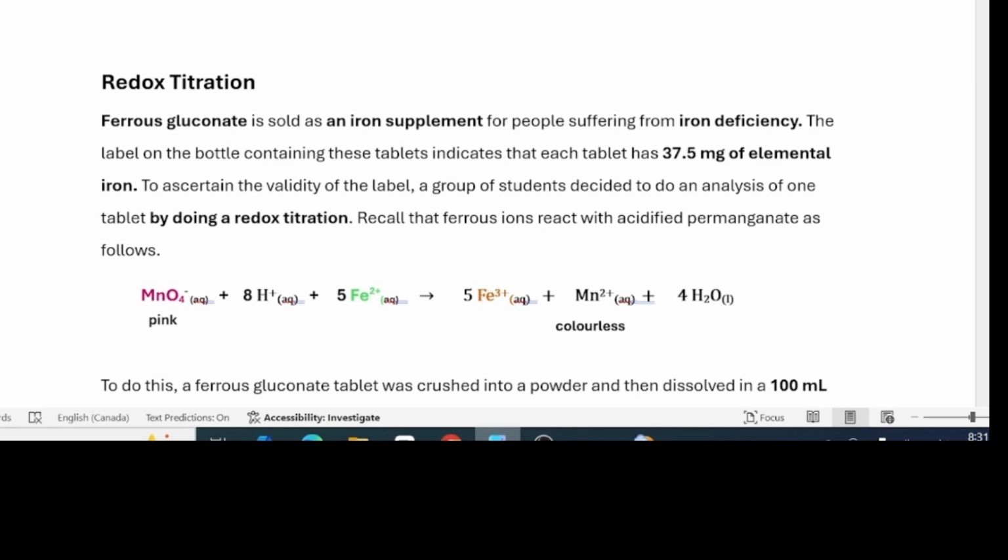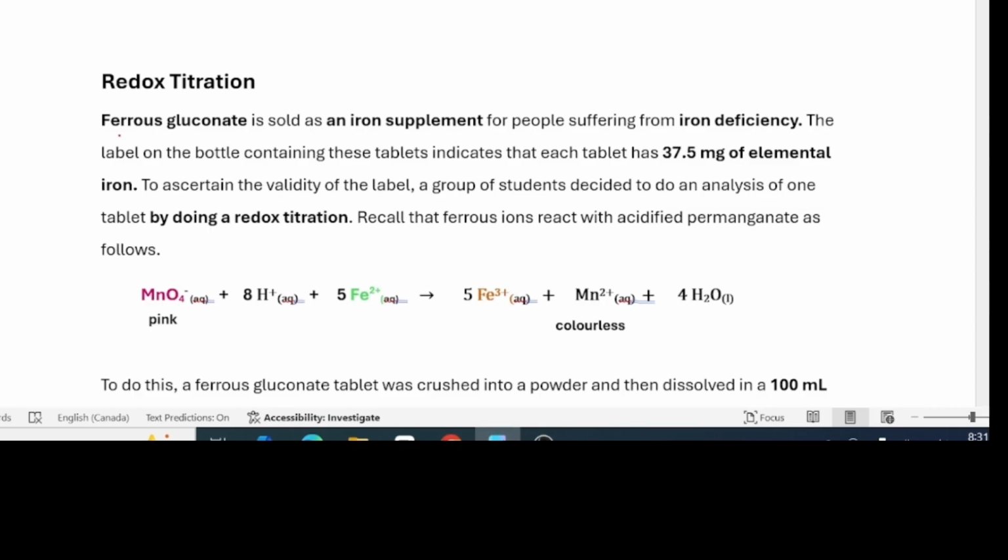Some types of redox reactions can be utilized in analytical studies. For example, the reaction between permanganate and ferrous ions in an acidic medium can be used to determine the amount of ferrous ions in a sample of a substance. One such substance could be a tablet containing an iron supplement. The following titration activity describes how this is done.